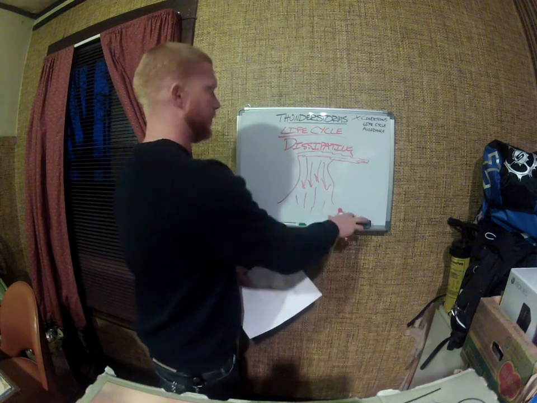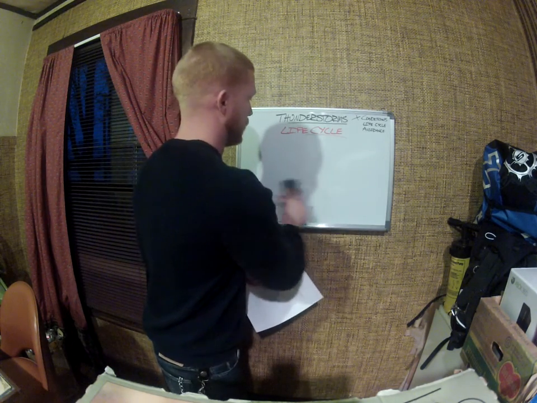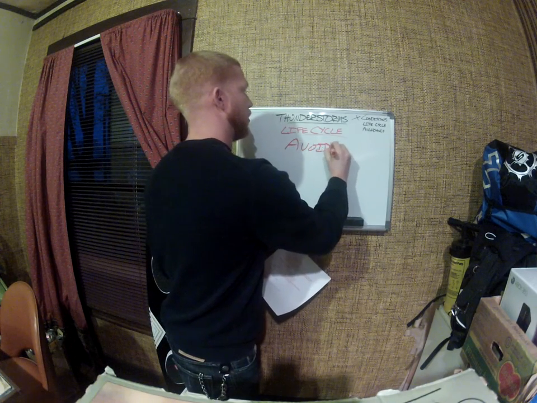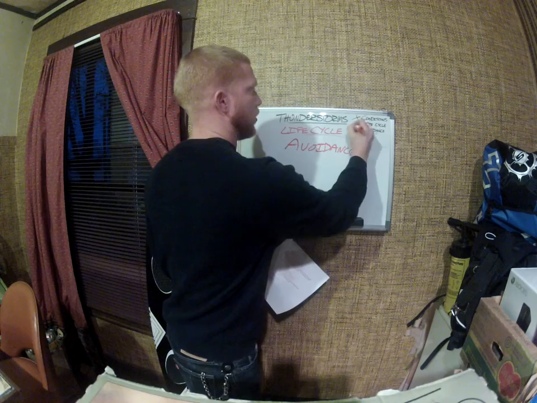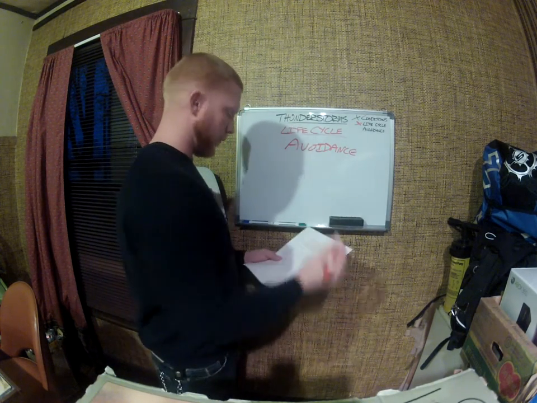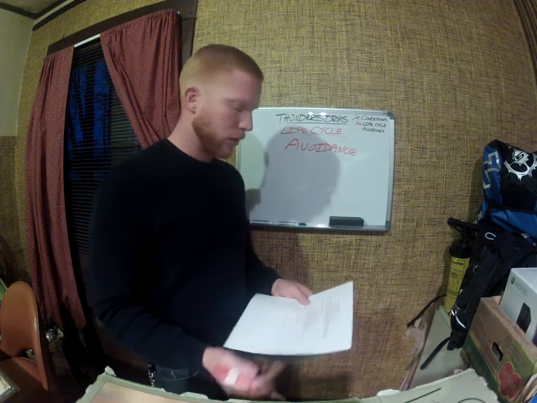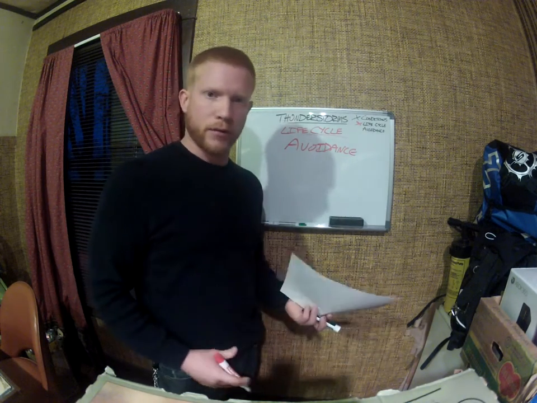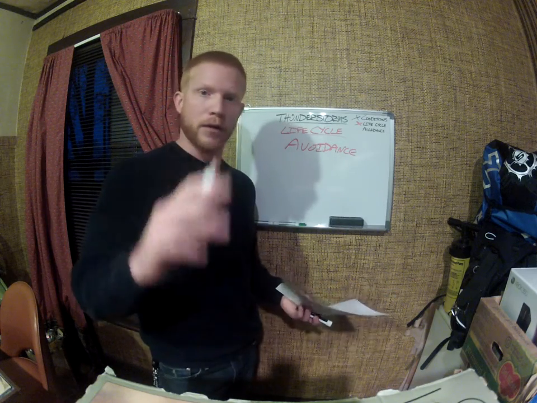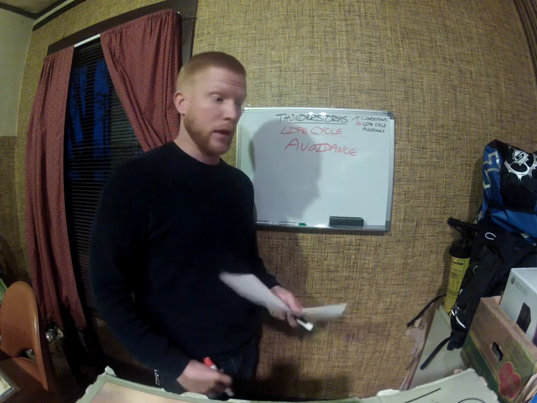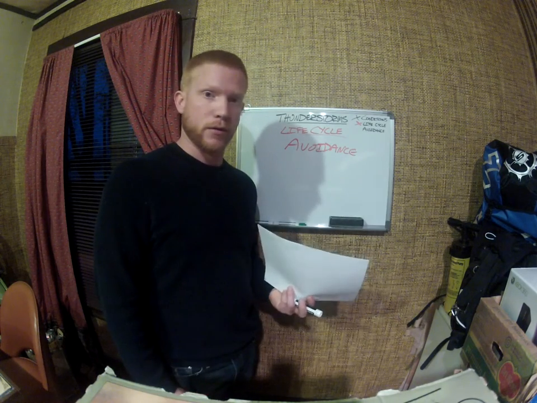Thunderstorm avoidance. Alright, so we have avoidance. Basically, when you have a thunderstorm, you want to circumnavigate it. You never want to fly right through it. You always want to fly around it. Hail and severe turbulence can occur well outside of a thunderstorm.